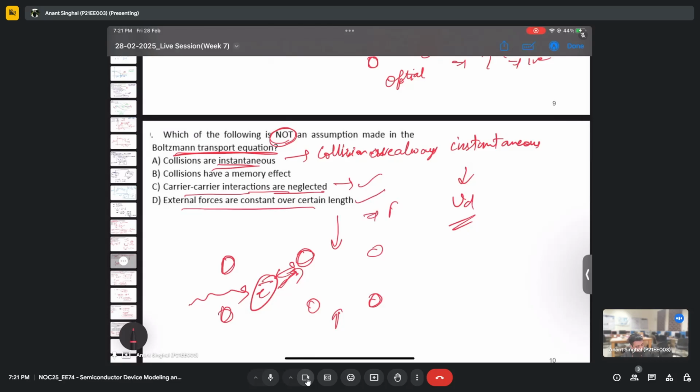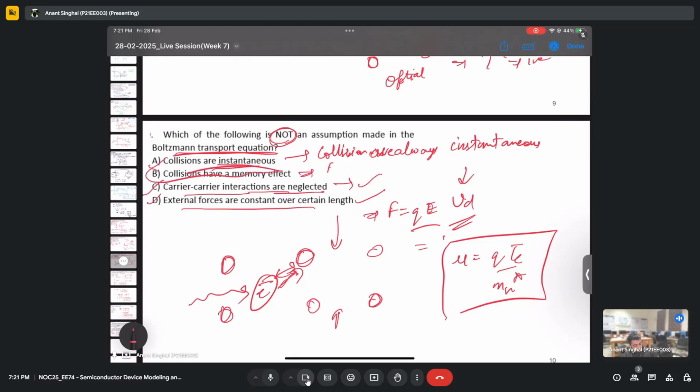This is also an assumption, because we take F equals QE and relate it with the numerical, and we got to know that this mobility is nothing but Q tau C by m n star. This is the derivation we did in the second class. So these three are the assumptions made, so option B will be the correct answer. There is no memory effect, so it does not remember which carrier it interacted with in the last cycle.